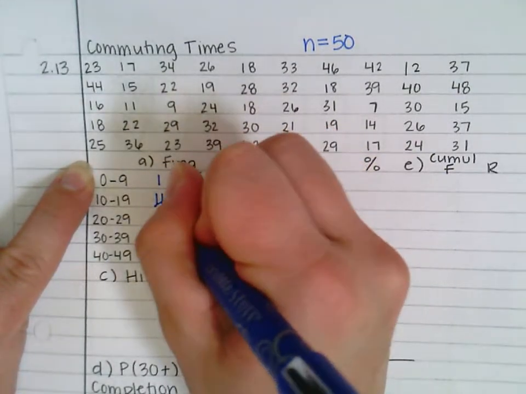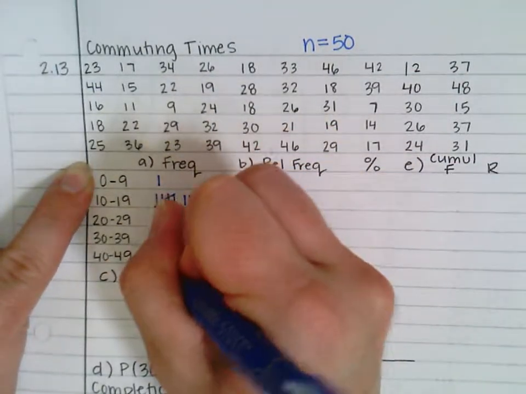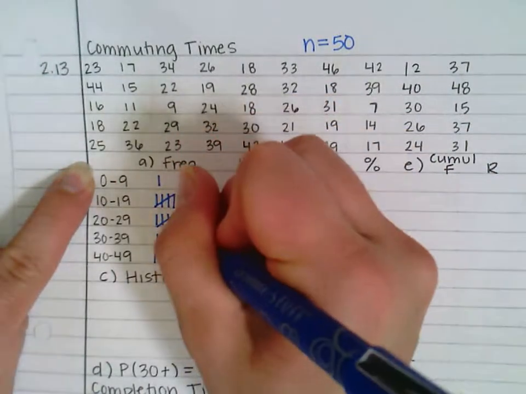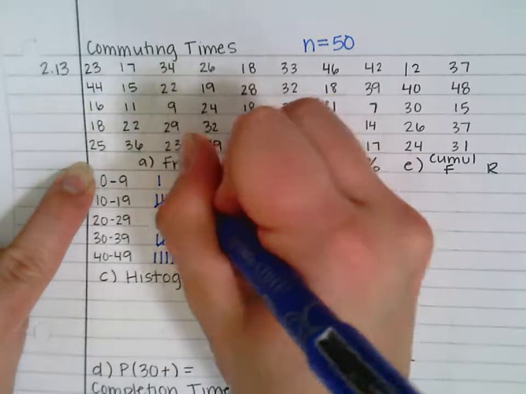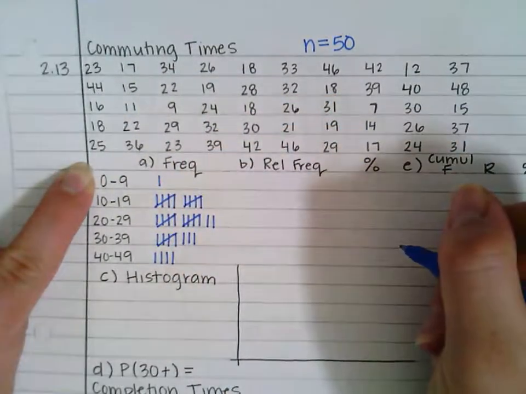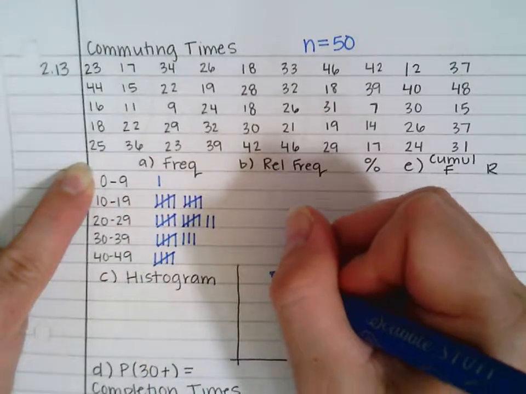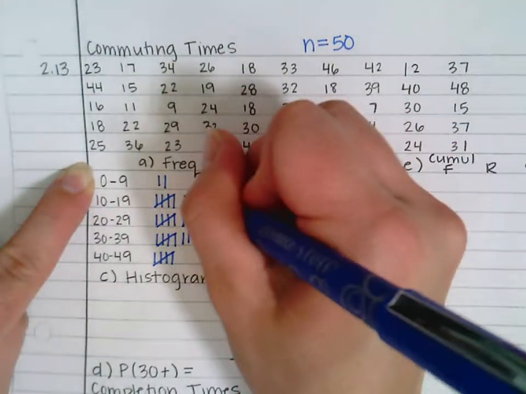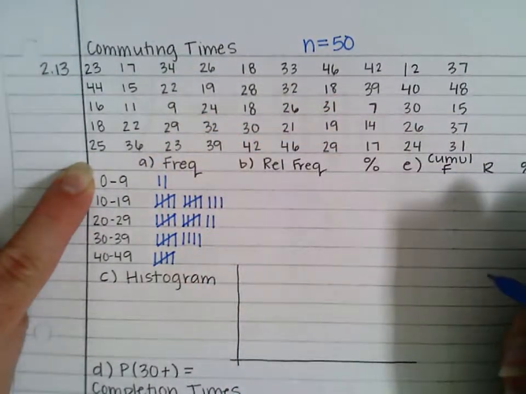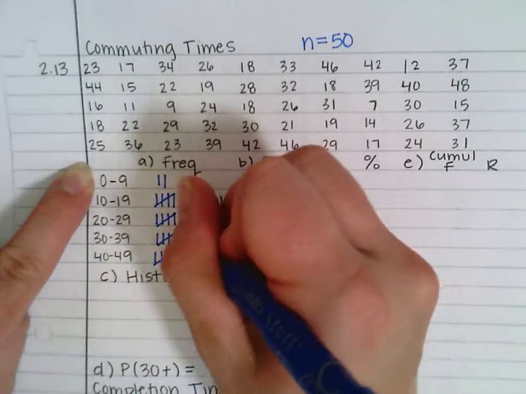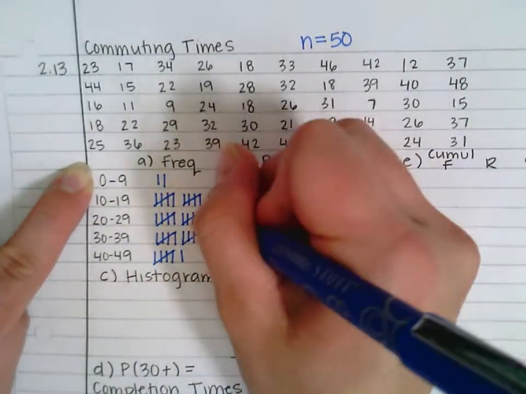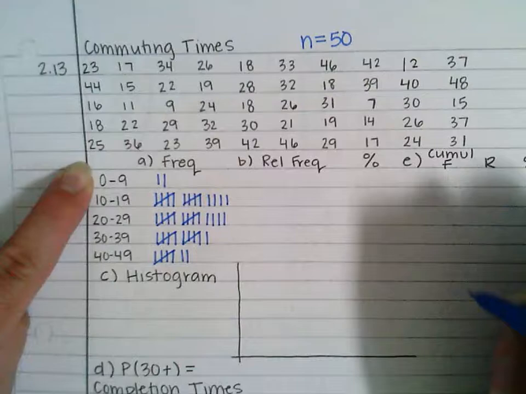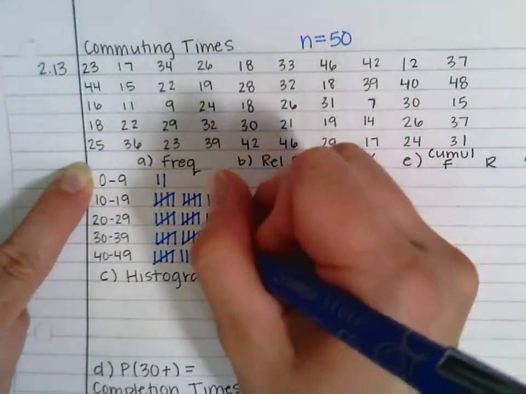33, 32, 26, 21, 46, another 46, 18, 31, 19, 29, 42, 39, 7, 14, 17, 12, 40, 30, 26, 24, 37, 48, 15, 37, 31.